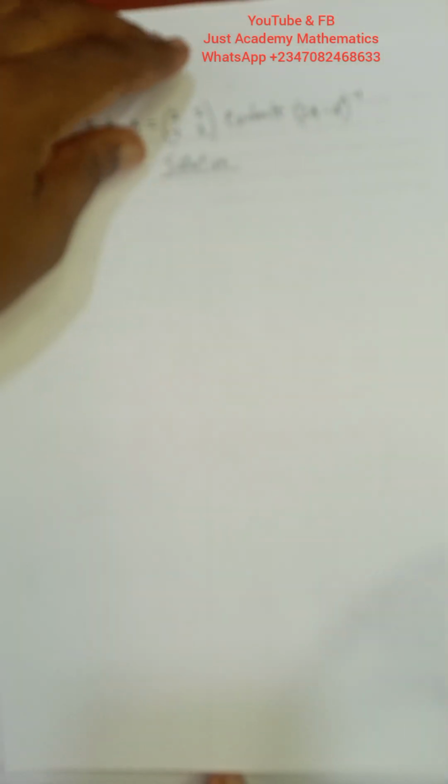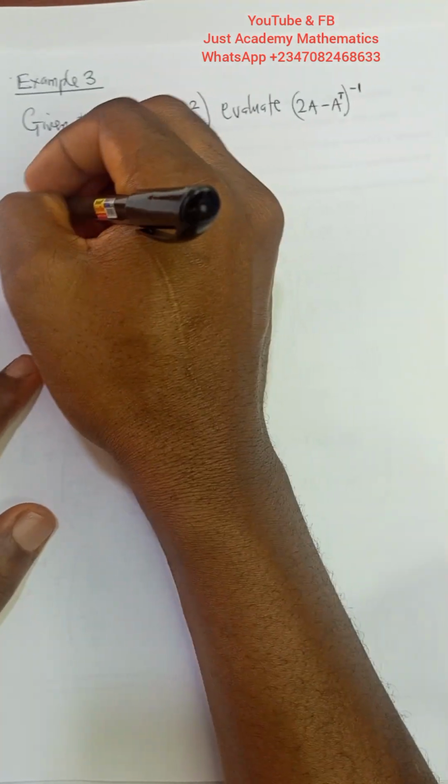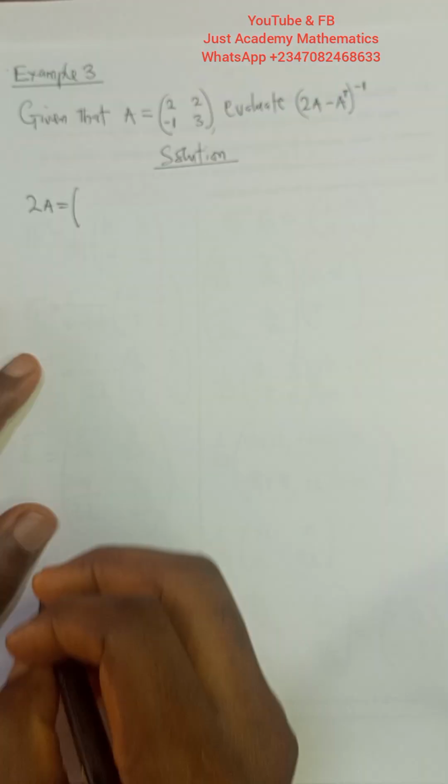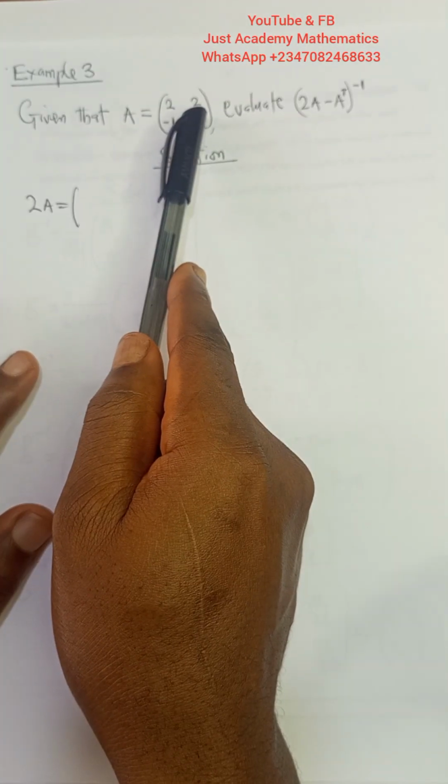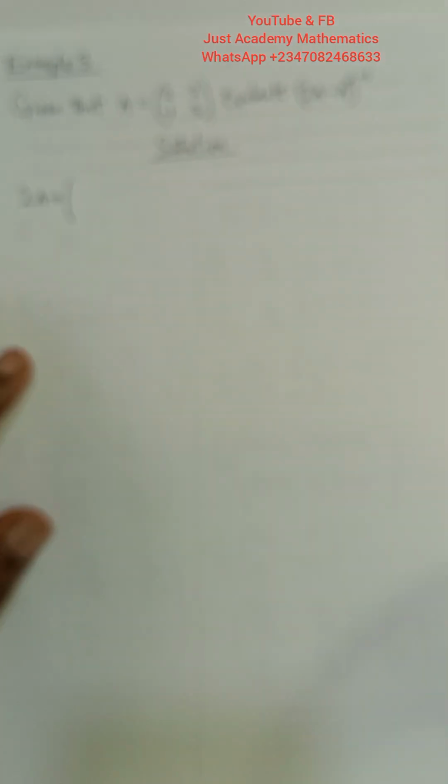Now look at this. We are asked to find, given that A is equals to 2 minus 1 3, evaluate 2A minus A transpose, the inverse of everything inside that bracket. So first is for us to get that bracket, and to get the bracket, we start by getting 2A. What is 2A? Of course, 2A will be 2 times this. That is 2A. Are you getting it?